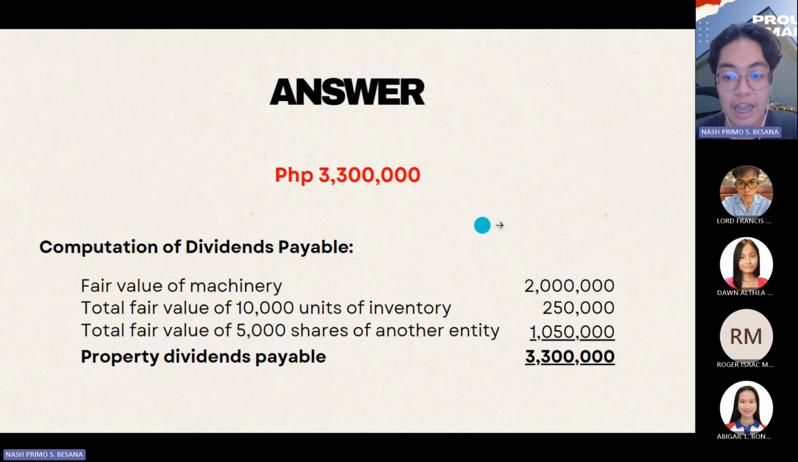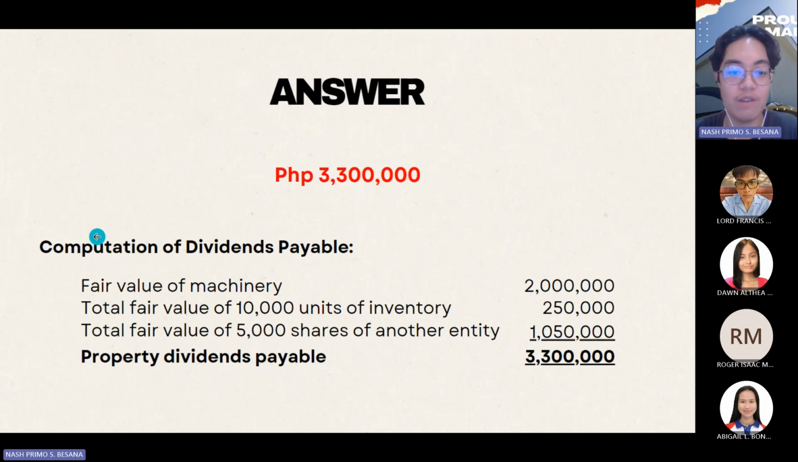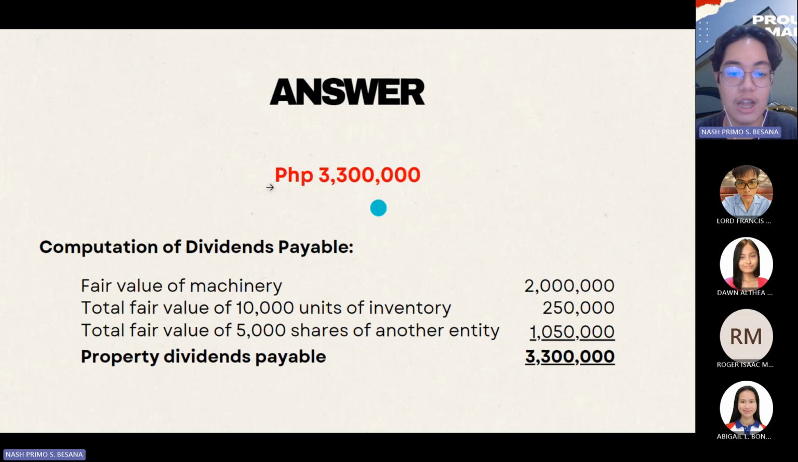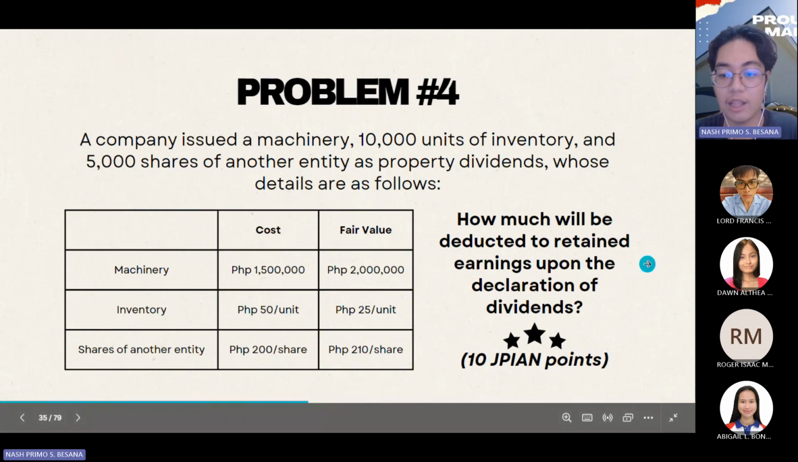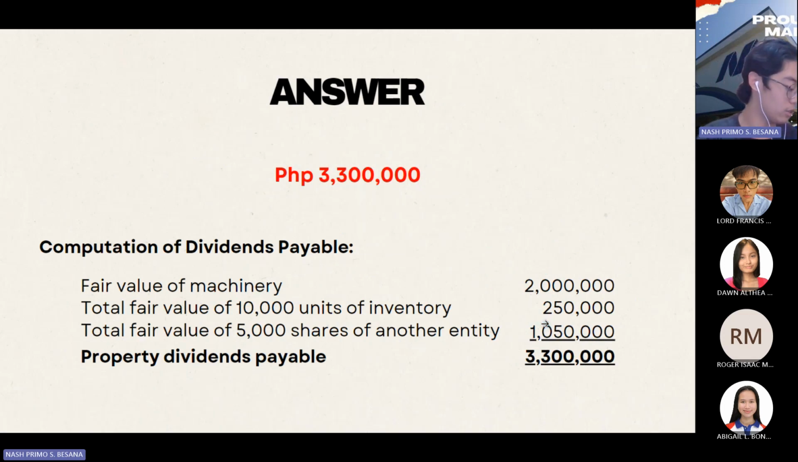So again, paano siya na-compute? Fair value of machinery na 2 million plus total fair value of inventory na 10,000 times 25, 250,000. Then total fair value ng shares na 5,000 times 210, 1,050,000 for a total of 3,300,000. Okay. Next naman, may question pa ba?